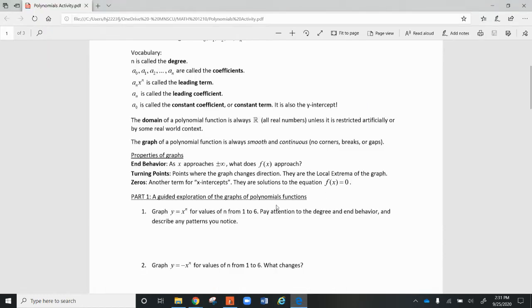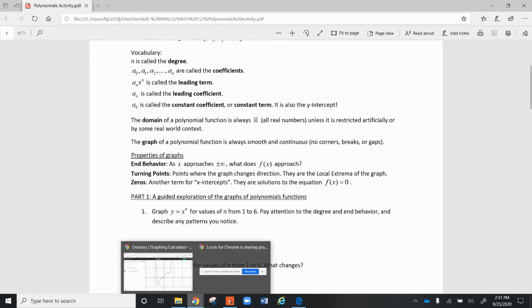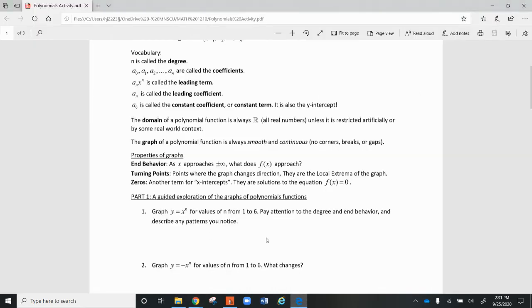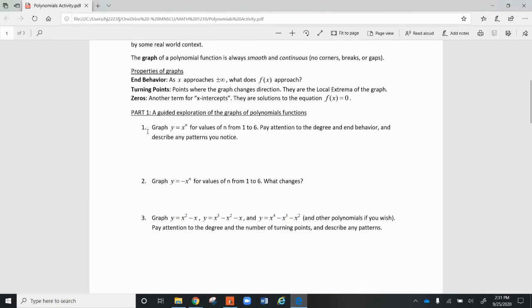So we're going to look at those. And then we're going to look at zeros, which is just another way of saying x-intercepts. So that would be like the points where the graph crosses the x-axis. Okay. So the first thing we're going to do, and you can follow along with me here if you want, we're going to graph y equals x to the n. Those would be called power functions.